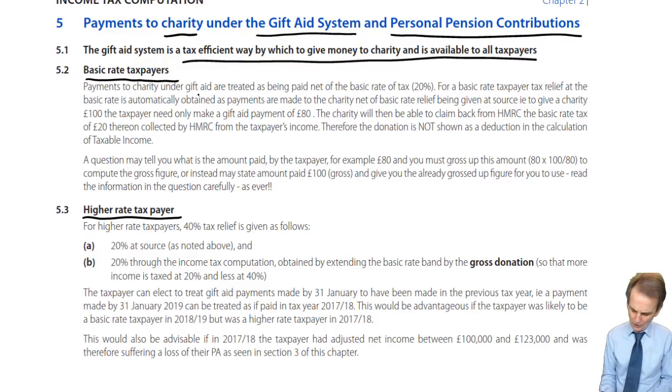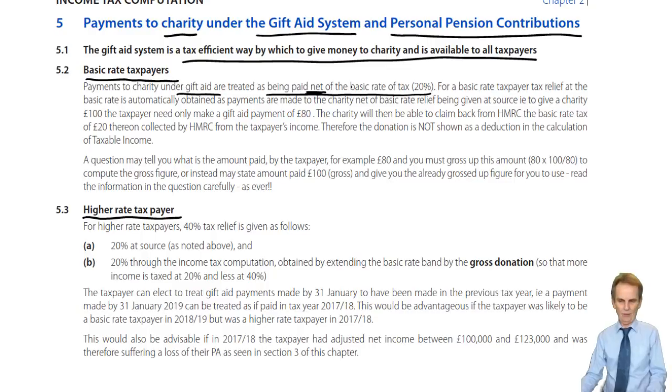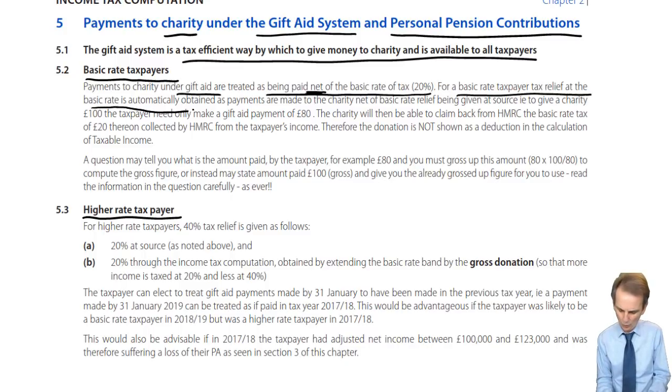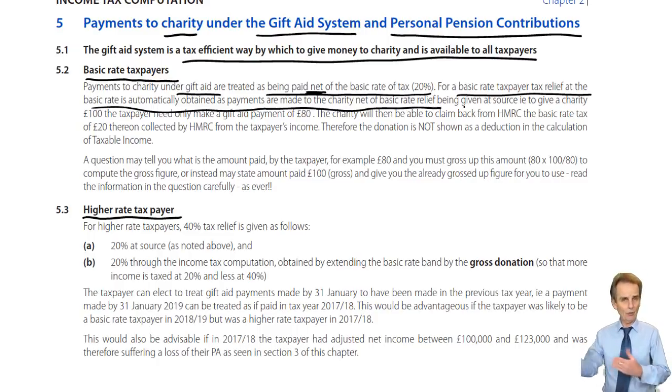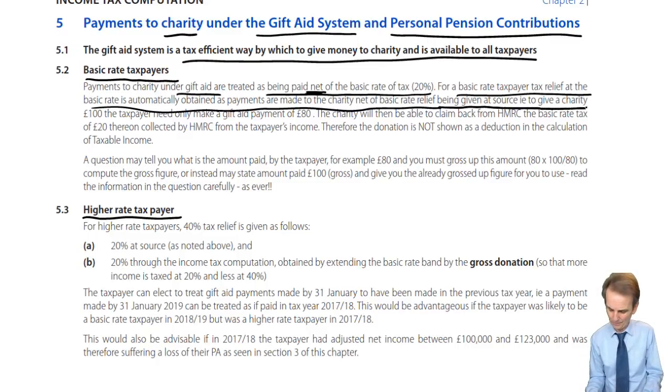Payments to a charity under the gift aid system are treated as being paid net of the basic rate of tax. Remember, that's at a rate of 20%. For a basic rate taxpayer, relief at the basic rate is automatically obtained, as payments are made to the charity net of basic rate relief being given at source.